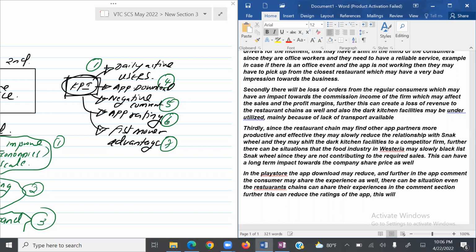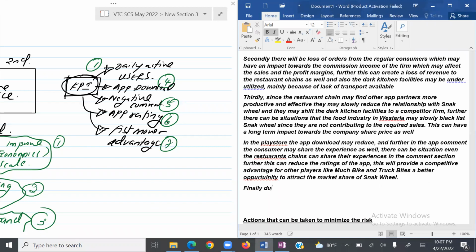This will provide a competitive advantage for other players like Munchbike and truck bikes, a better opportunity to attract the market share of Snack Wheel. Full stop.